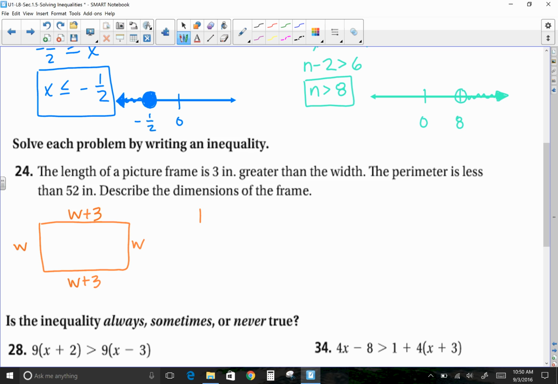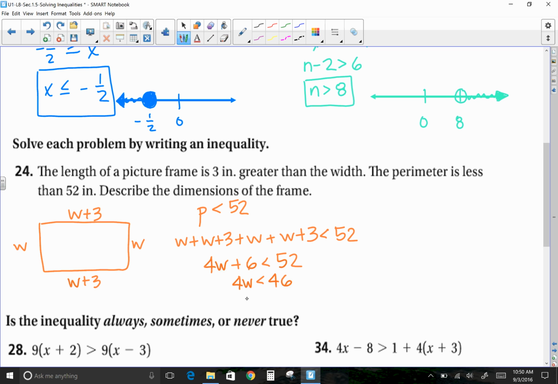Now it told me the perimeter is less than 52. Well, how do I find the perimeter of a rectangle? Everybody knew. I'm going to add up the sides. So that's one side, 2, 3. Those are the 4 sides. That is less than 52. So I'm going to add those up. I have 4w, and 3 plus 3 is 6. And we subtract 6. So 4w is less than 46, because 52 minus 6 is 46.